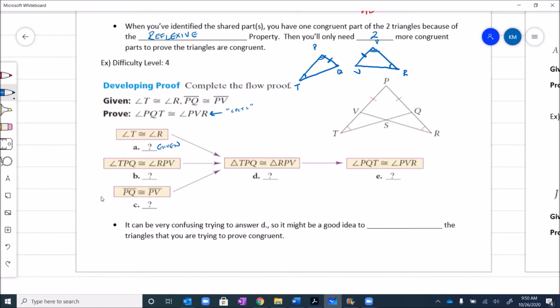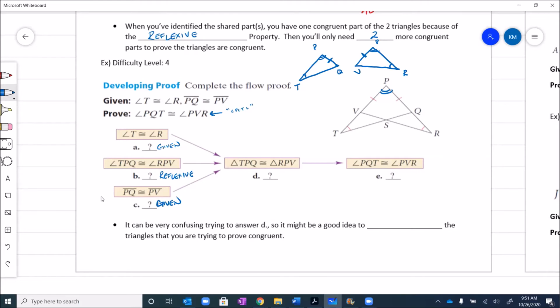marked for us. And the reason we can say this is the reflexive property. Even though we named it differently, we're still talking about that angle P, this overlapping angle P. Okay, so you might see that here already, but we'll talk about it. And then PQ and PV is given, sorry, not reflexive. It's given information here. Okay.